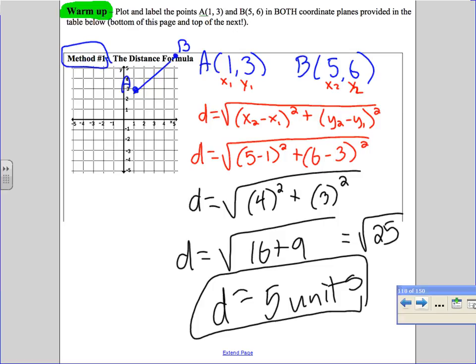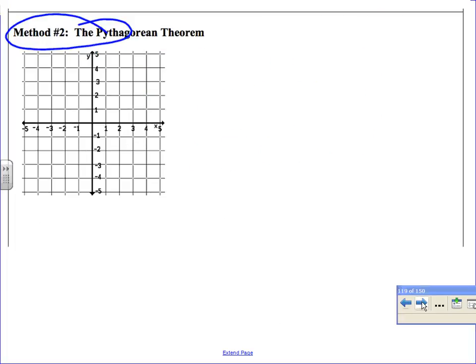Okay, flip over your notes. I want to do method 2 with you. So same problem, but method 2 is using Pythagorean's theorem. So we had the ordered pair 1, 3 and 5, 6. So let's plot it on our graph. Again, so over 1, up 3 is A. Over 5, up 6 is B. So there's our diagonal. We need to make a triangle out of this so that we can check it with method 2, which is Pythagorean's theorem.